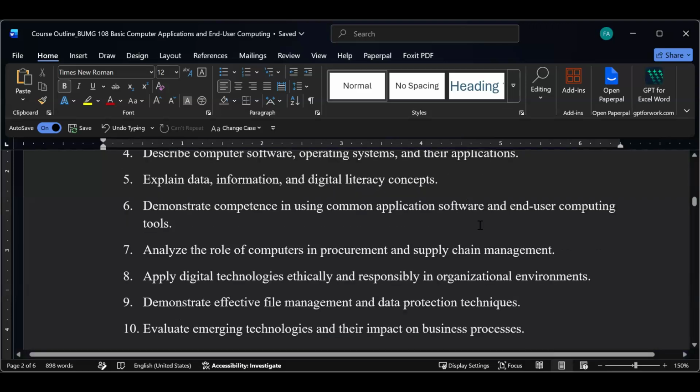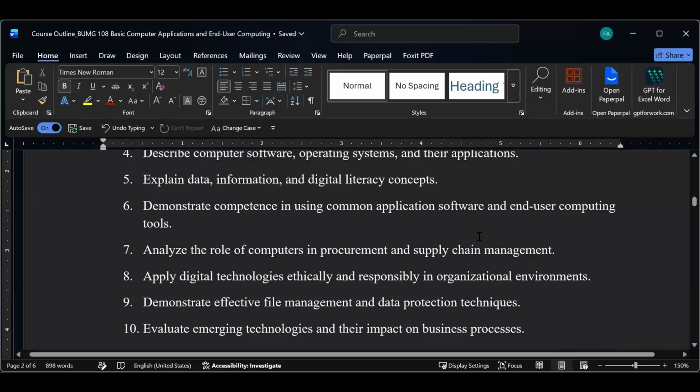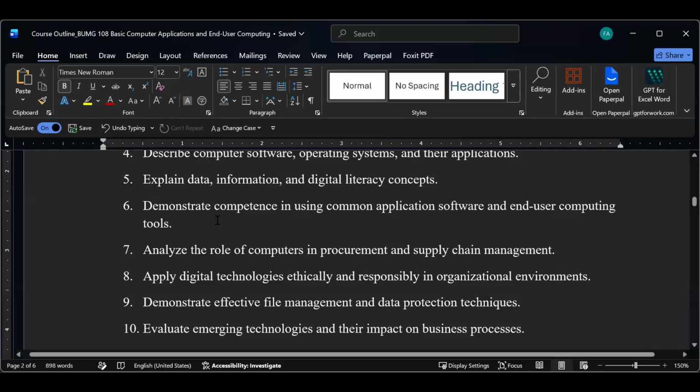We'll also be able to demonstrate our competencies using common applications, software, and end user computing. So if you are not here with your computer, it will be difficult for you to demonstrate. And if you are not able to demonstrate, I will not be able to give you the marks, because what would I be using to determine whether you have gained the competency? So please, whatever it is, get a laptop. We'll also be able to analyze the role of computers in human resource management.